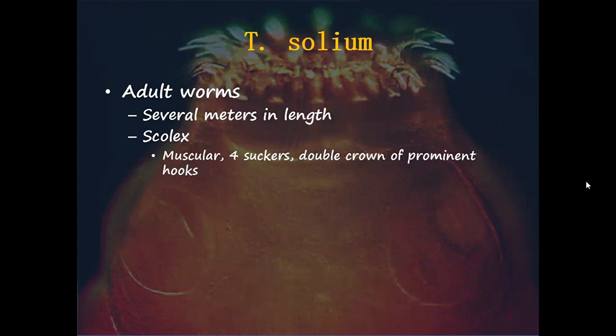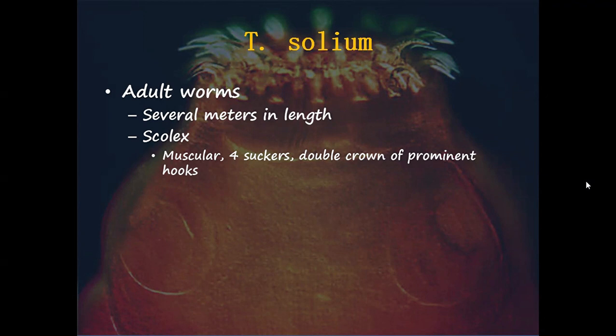So what are the characteristics of the adult pork tapeworm? So they can also be several meters in length. There are several issues on which is the longest. Some books would say it's T. solium, your pork tapeworm. Some books would say it's your T. saginata or your beef tapeworm. But definitely these two are the longest tapeworms that can infect humans.